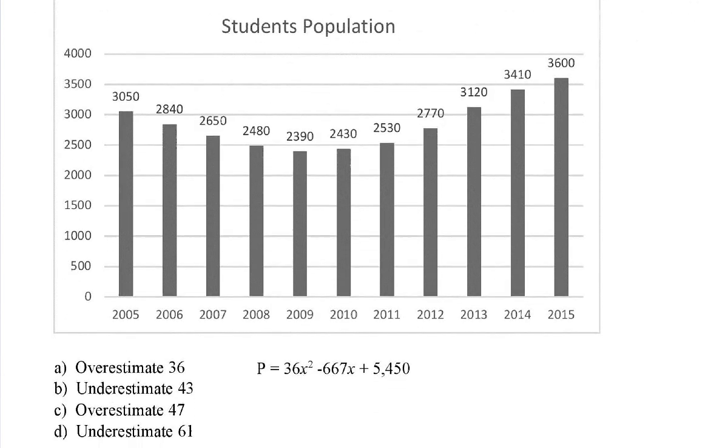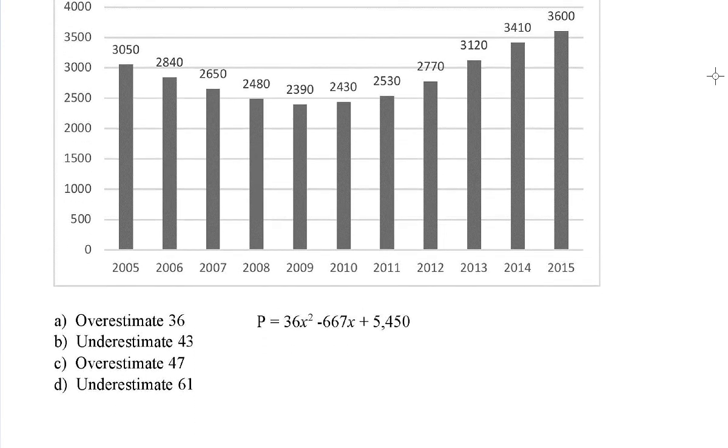So let's scooch down here a little bit. So I've got the graph here. And then I brought that formula down that estimates the population. And we want to look at 2011. So in 2011, that tells us that x is equal to 11. And then that means that the population given by the model is going to be 36 times 11 squared, and then minus 667 times 11, and then plus 5450.